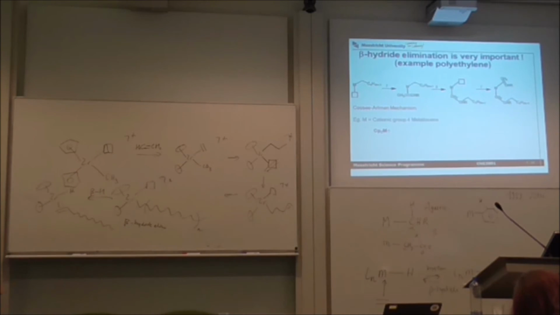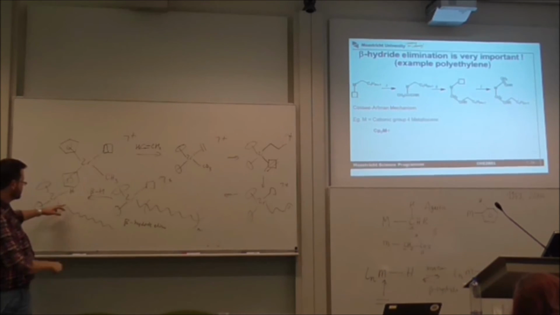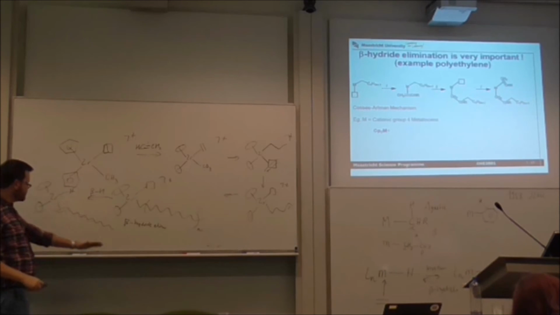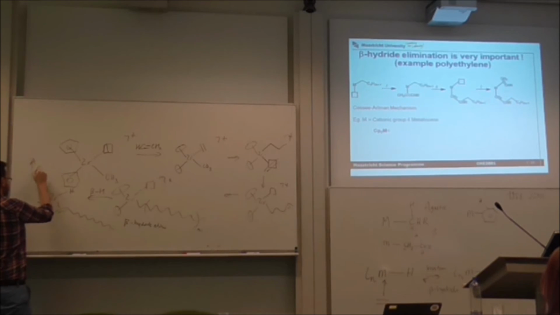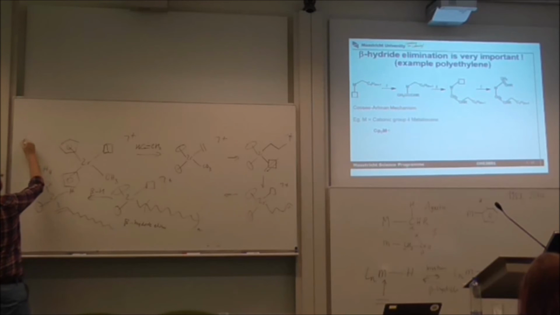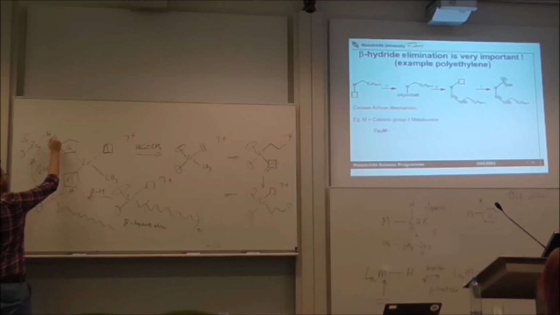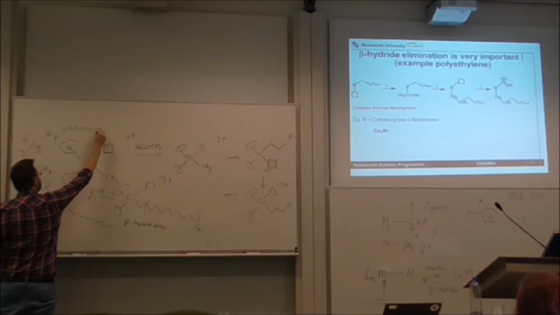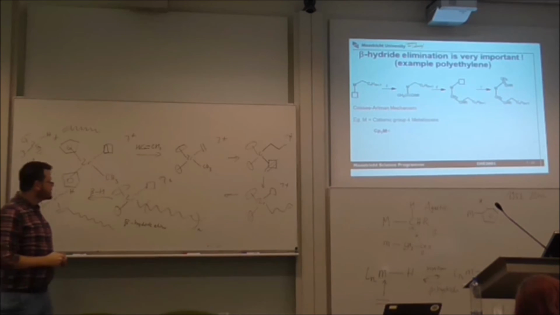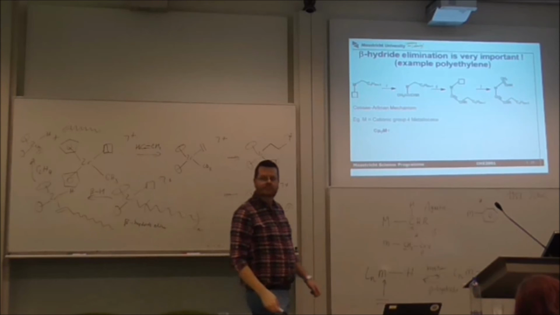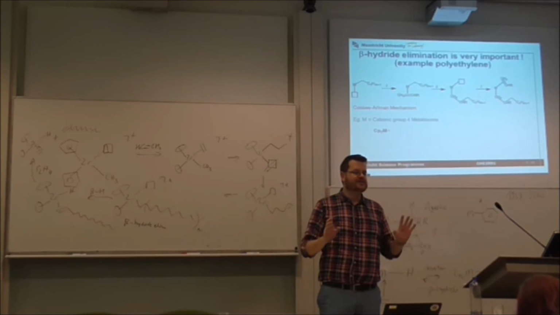And then what's going to happen? The whole process is going to start again because the ethylene is bubbling through the solution. So this is going to just be displaced by the ethylene. And we're going to get Cp2 zirconium, H, ethylene, plus the polymer. That's called the Cossee-Arlman mechanism of ethylene polymerization.